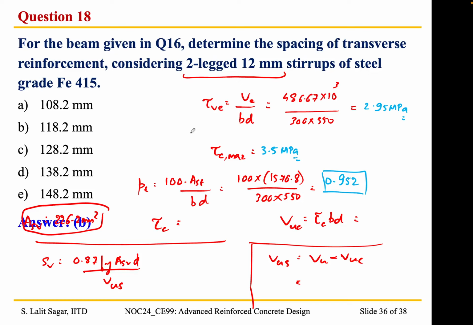So we have 0.952 for M30 concrete, and PT is 0.952. Let us see what is the value of tau C.